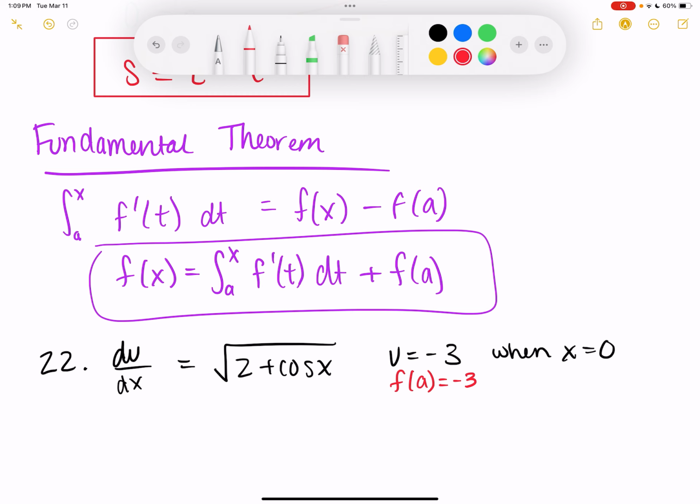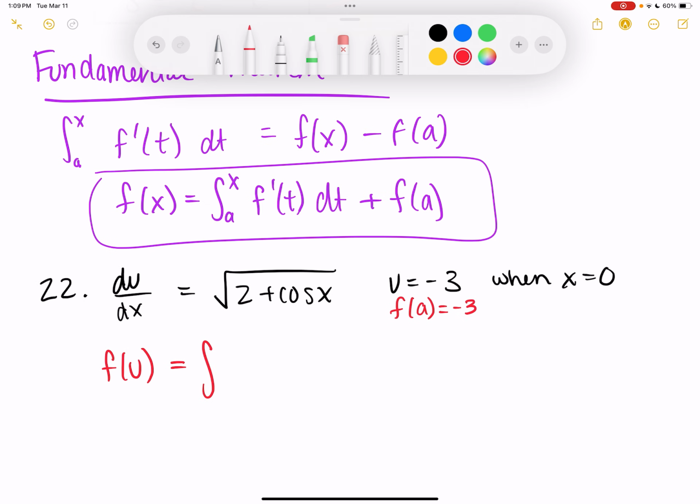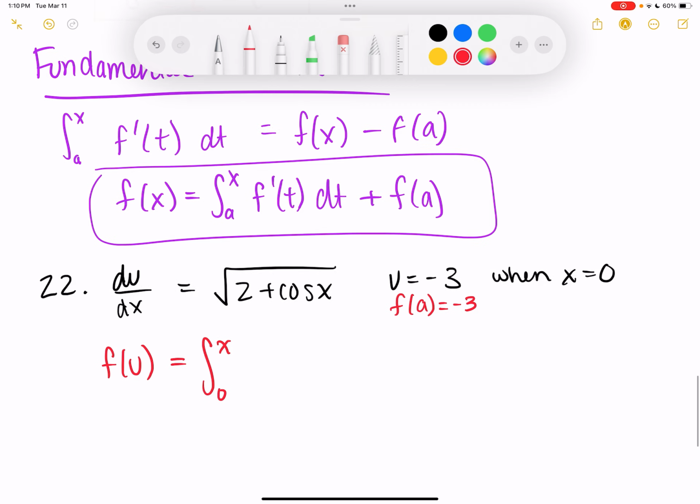So now all we do is the throwback, because we've done this before: u equals the integral from 0 to x, so 0 is that a value, of, we replace x with t, remember we use t with these problems, the square root of 2 plus the cosine of t dt, and then -3 from that f of a. And that's all we have to do on those ones.